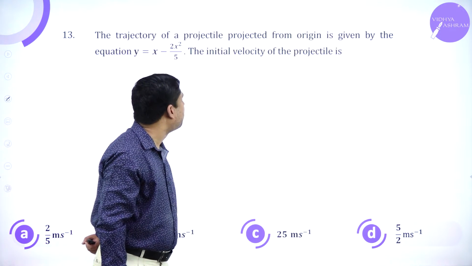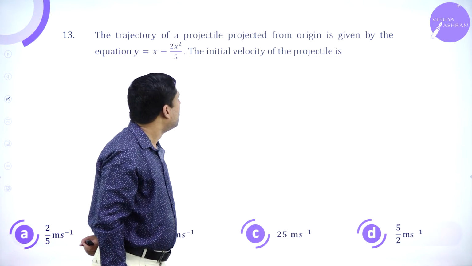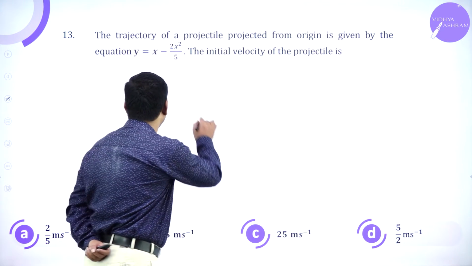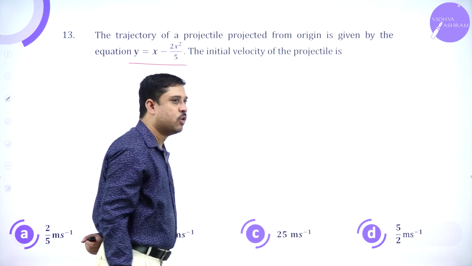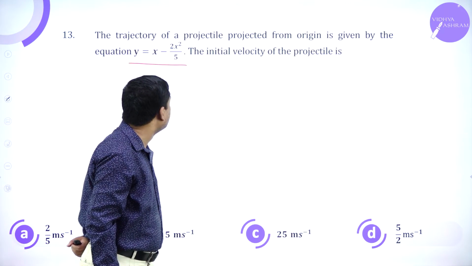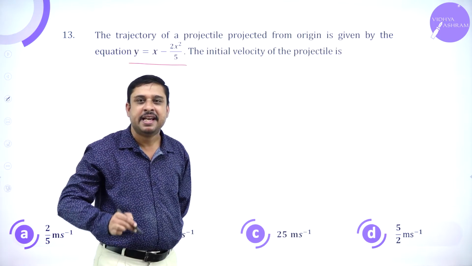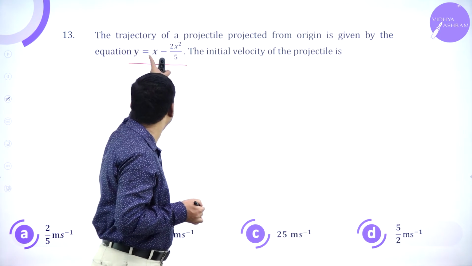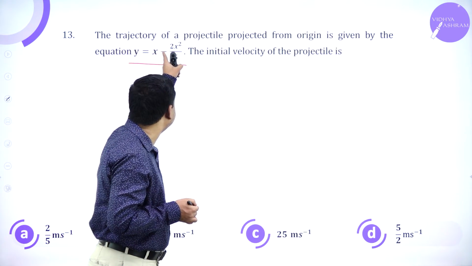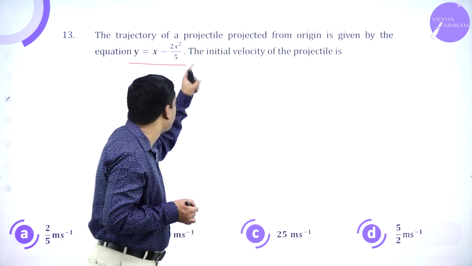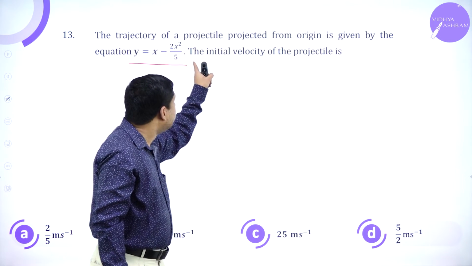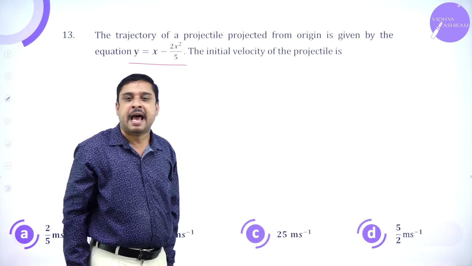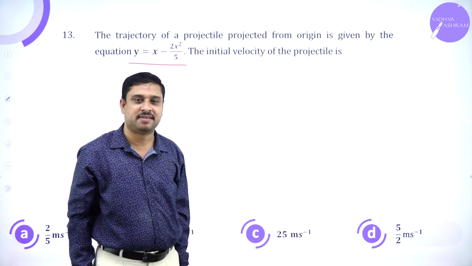The trajectory of a projectile projected from the origin is given by the equation y equals x minus 2x square by 5. The equation of the projectile, he says, is y equals x minus 2x square by 5. The initial velocity of the projectile has to be calculated.